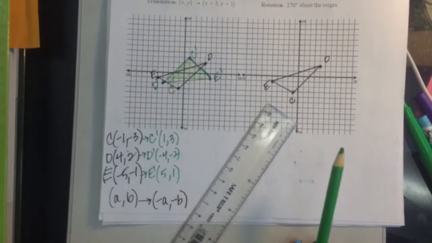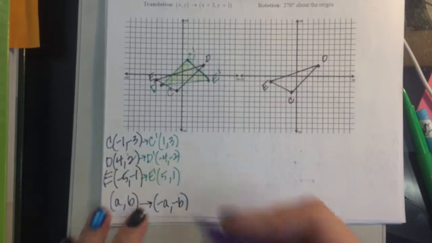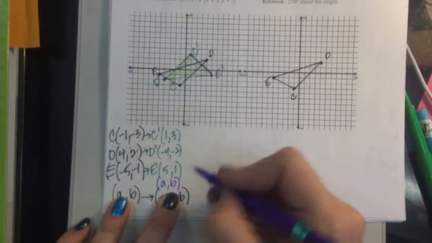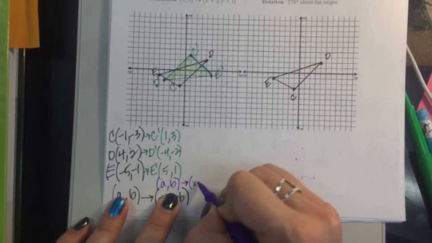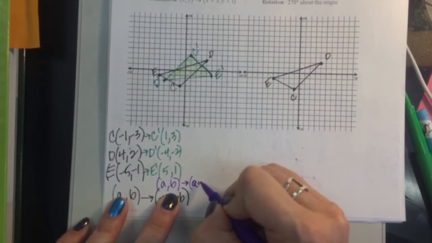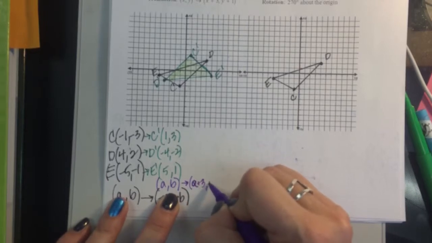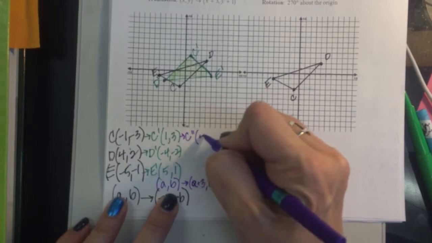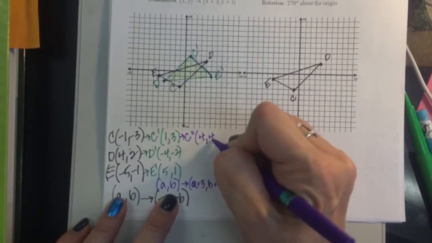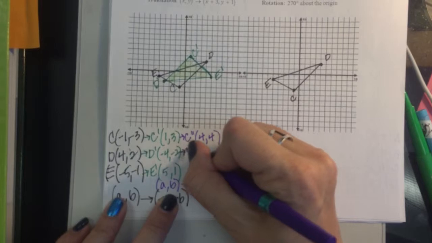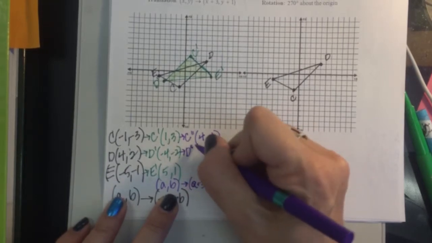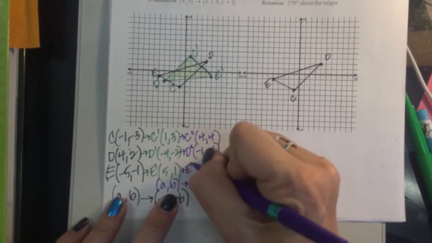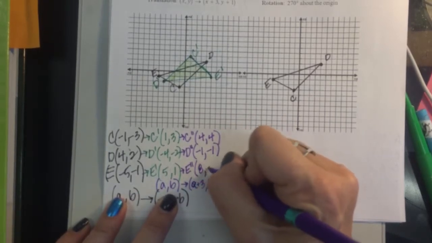Now from there, I have another rule to follow, and now I have to consider that this is a new A and B, and the rule is telling me to take that and add 3. It says X, but I'm writing A's and B's. Add 3 and add 1. So now C double prime, add 3, add 1. D double prime, add 3, add 1. E double prime, add 3, add 1.